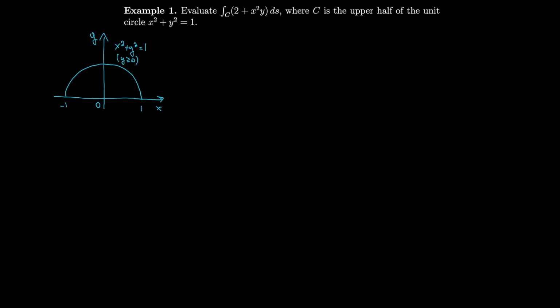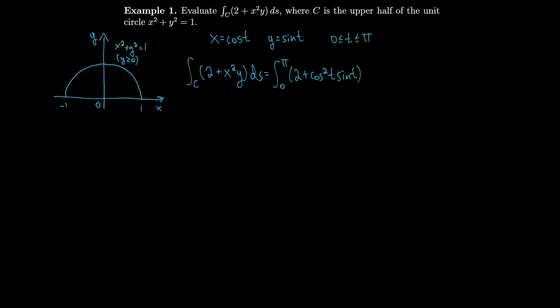We can parametrize that by saying x equals cosine t, y equals sine t, where t goes between 0 and pi. We cut it off at 180 degrees. Then our line integral over C of 2 plus x squared y ds becomes the integral from 0 to pi of 2 plus cosine squared t sine t, and then we have to replace our ds with something in terms of dt, so we have to calculate the arc length. So we take the derivatives and we square them, and we take the square root.